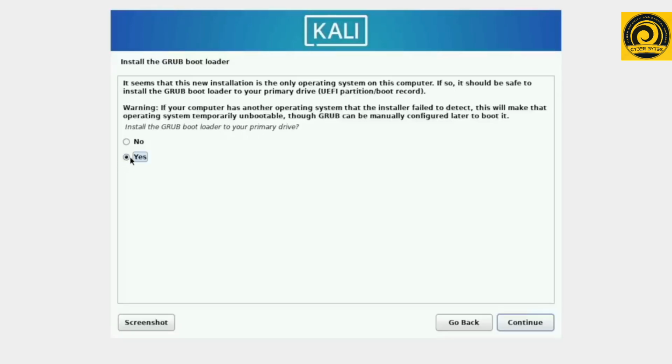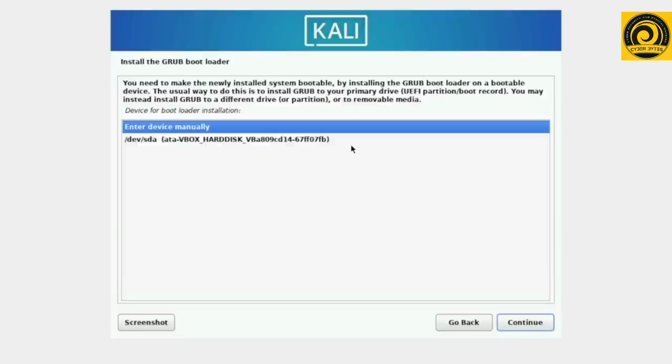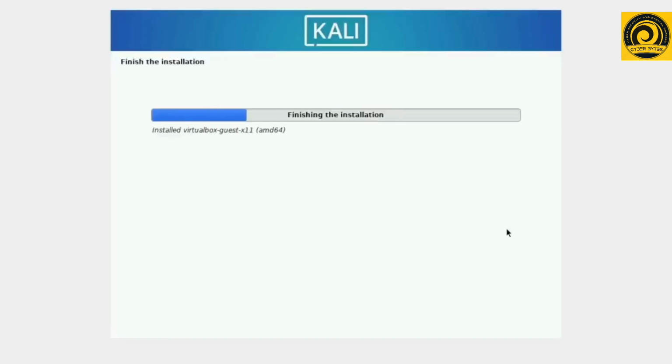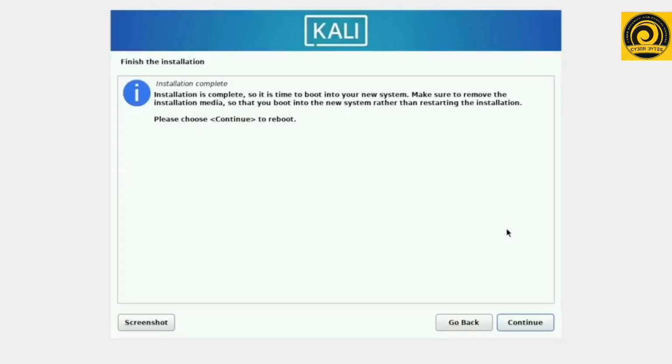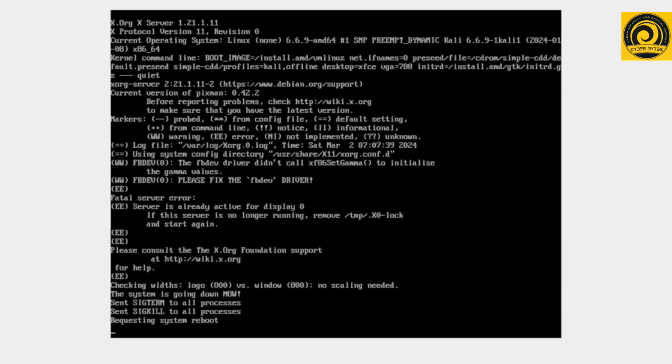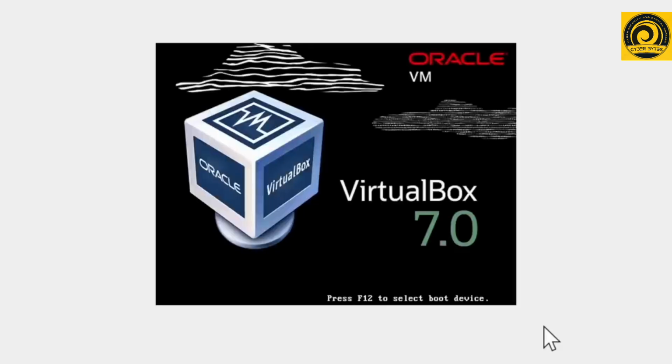And lastly, you need to install the GRUB bootloader. Choose Yes and Continue. Then select the virtual drive and continue to finish the installation. Once the installation is complete, click on Continue to reboot. You don't have to remove the installation media. VirtualBox will do it automatically for us.